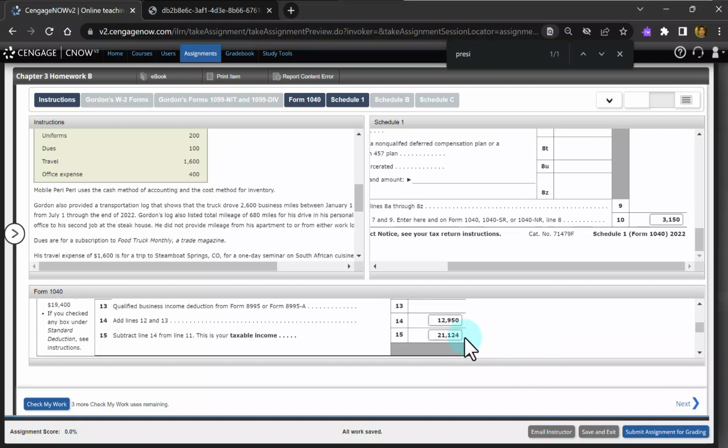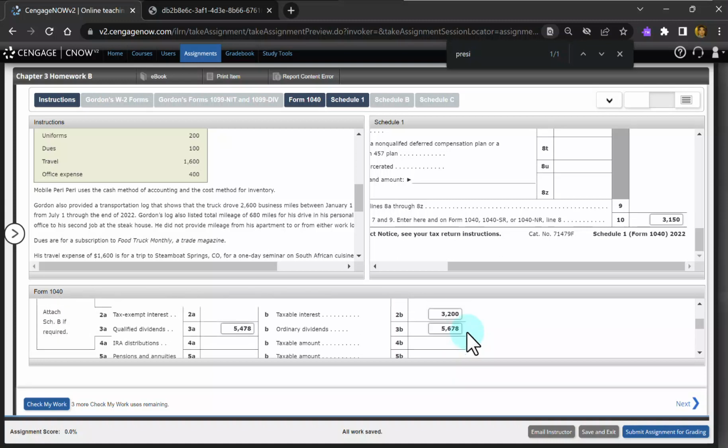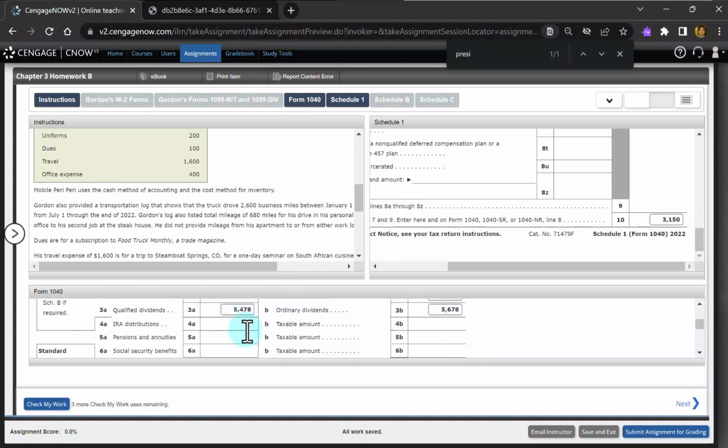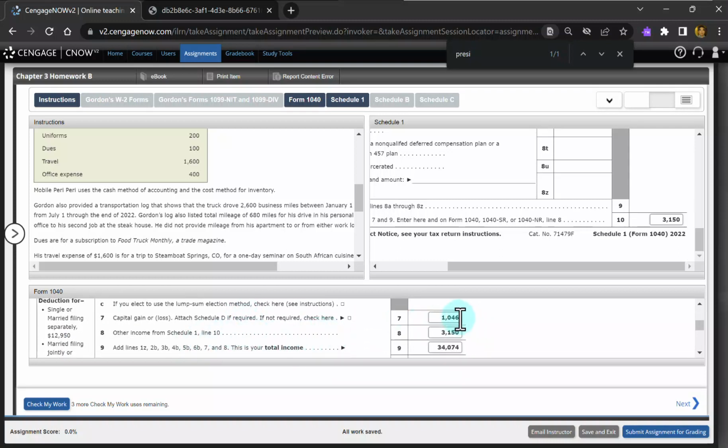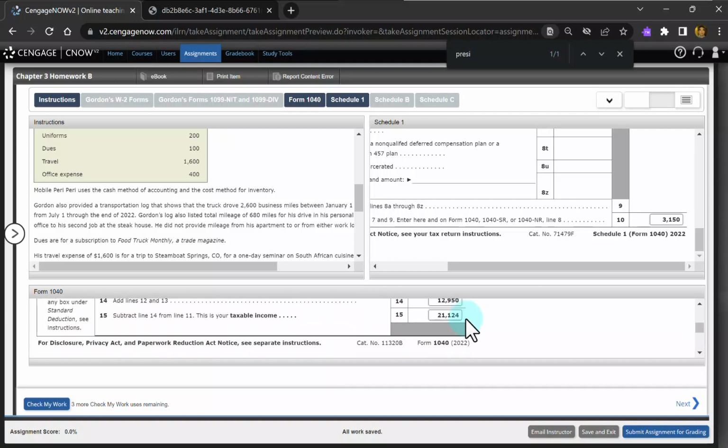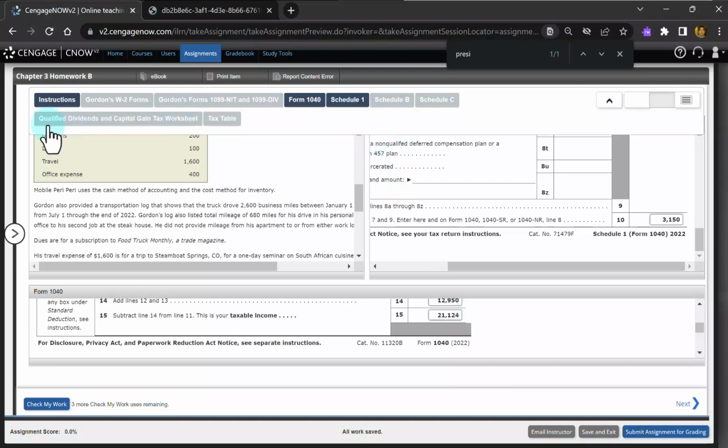Okay, and of course, the general rule is to look this number up. If it's under 100,000, look it up on the tax table. But because we have qualified dividends and here capital gain distributions, those two types of income get taxed at lower rates, and then the rest of the taxable income gets taxed at the regular rates. So the way we calculate that out is to fill in this qualified dividend and capital gain tax worksheet.